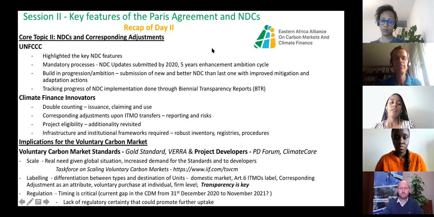And then there's a lot of infrastructure and institutional frameworks that are required by Eastern African countries, such as robust inventories and registries and procedures, so that they can actually implement proper tracking of the ITMO flows. But it's also important because of bilateral agreements. Countries want to trust each other that they can actually be transparent on both counts. So systems are required on all sides, and reporting is required on all sides.